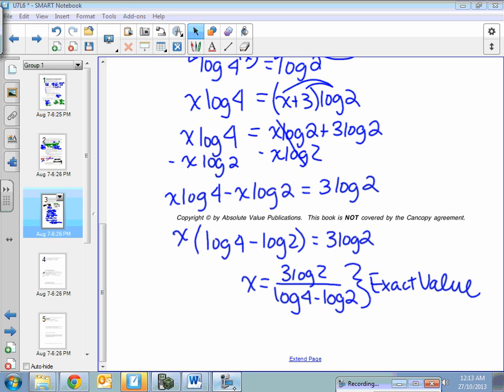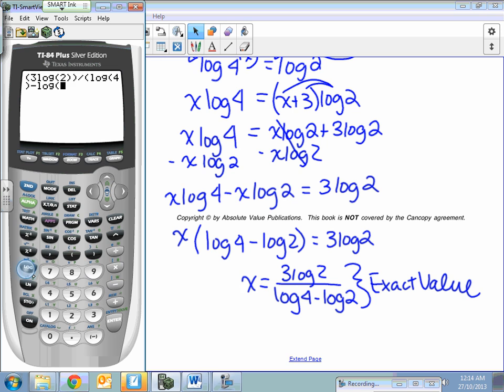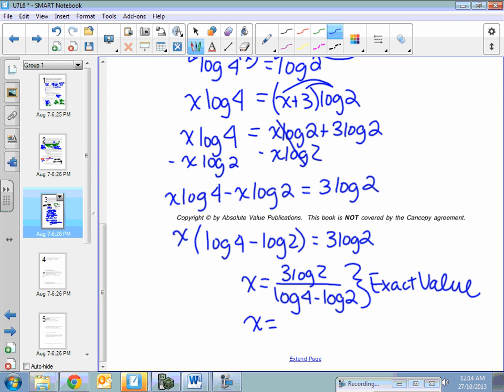So let's put in our calculators to figure out the rounded value, okay? So if I have numerators and denominators, put your whole numerator in brackets. So I have 3 log 2, close your brackets for your numerator, divide, bracket, log of 4, minus log 2, bracket, enter. Answer here is 3. So x is equal to 3. If you went back and saw in that previous example, your answer is 3 there as well, so you're 100% right here.